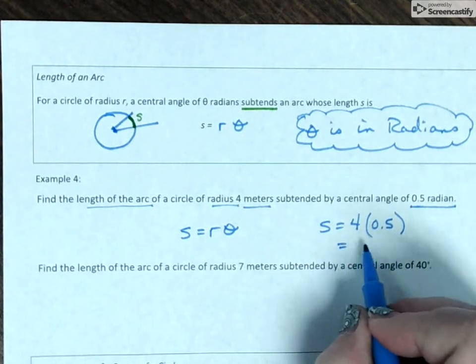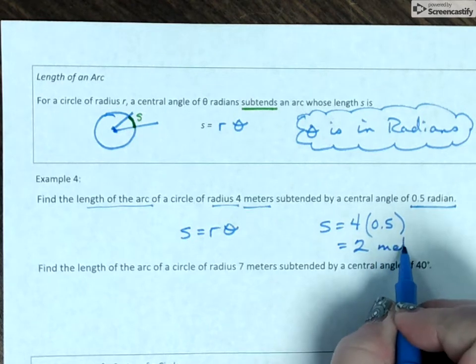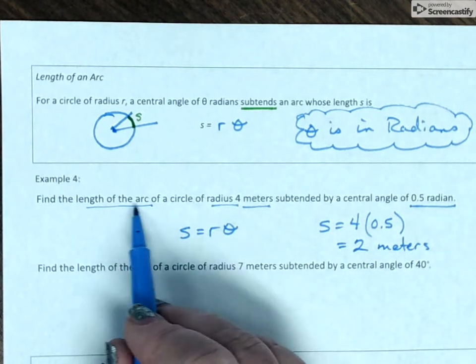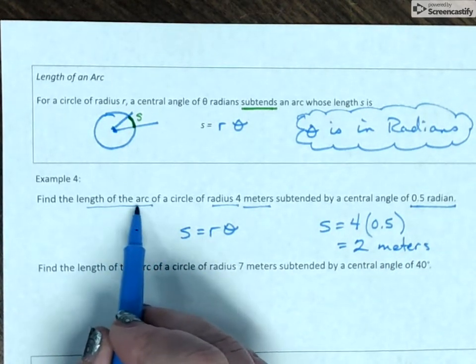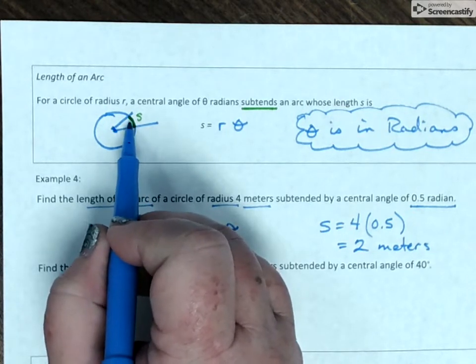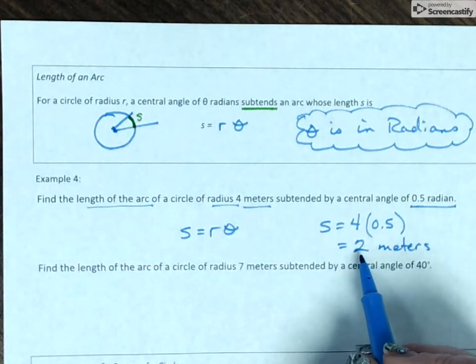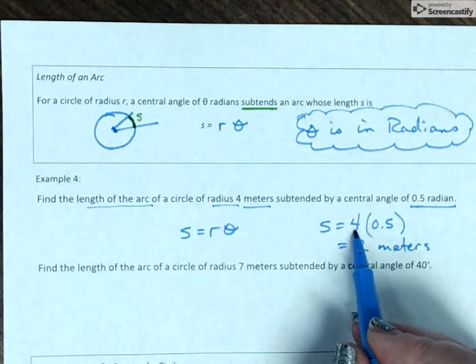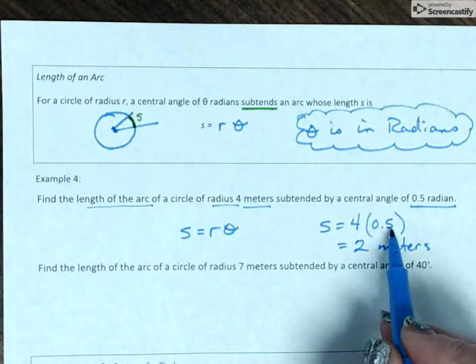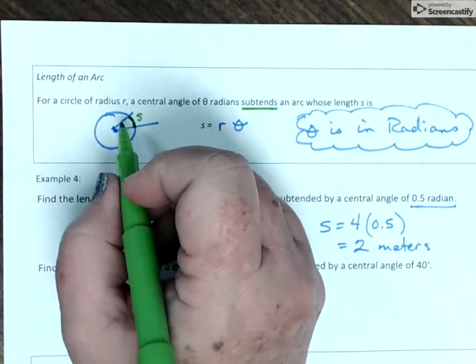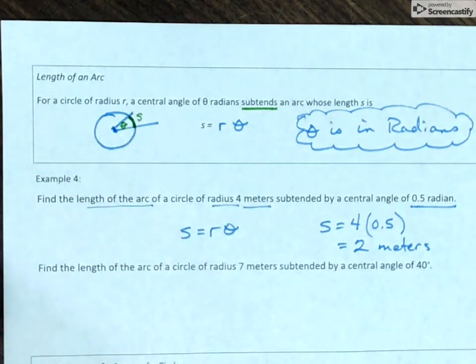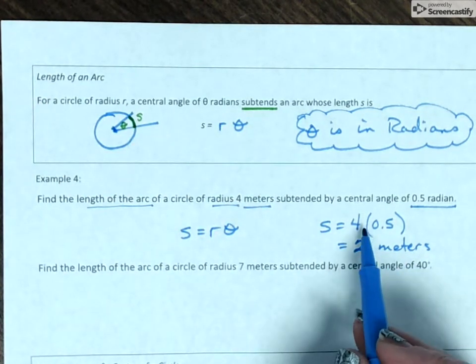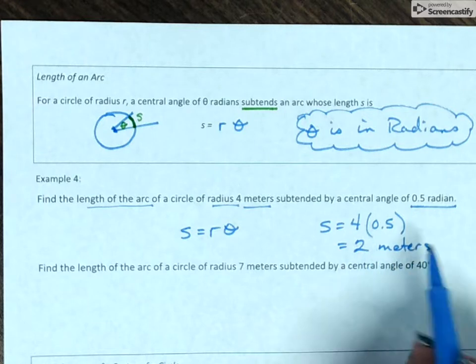We multiply those two together and we're going to get 2 meters, and that's the length of the arc of the sector, that's the length of the arc of the circle that is 4 meters in radius with a central angle of 0.5 radians, and that's 2 meters. 4 times 0.5 gives us 2 meters.